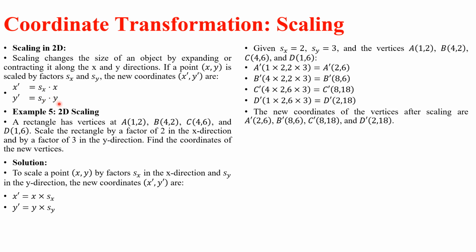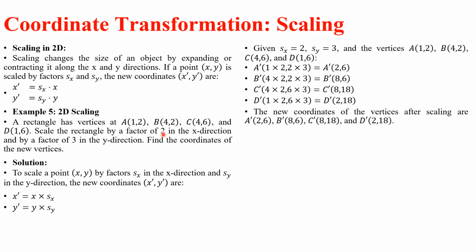and the factor along the y-axis with y. So take, for example, a rectangle that has vertices A, B, C, and D, and these are the vertices 1 and 2, 4 and 2, 4 and 6, and 1 and 6. Now scale the rectangle by a factor of 2 in the x direction and by a factor of 3 in the y direction. So find the coordinates of the new vertices.